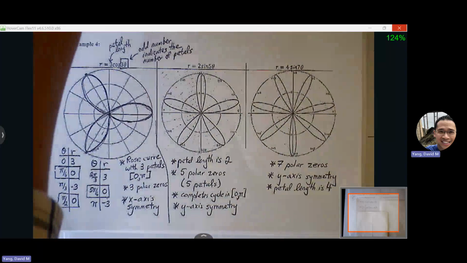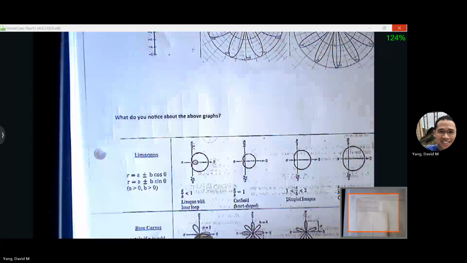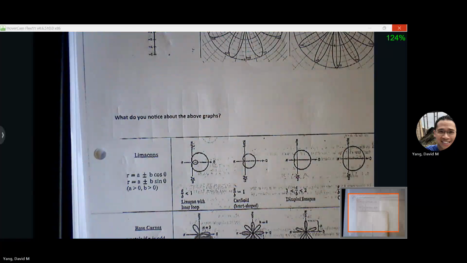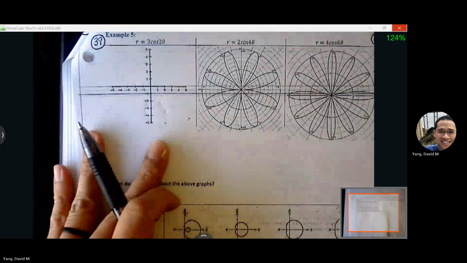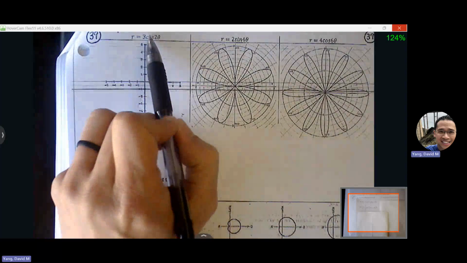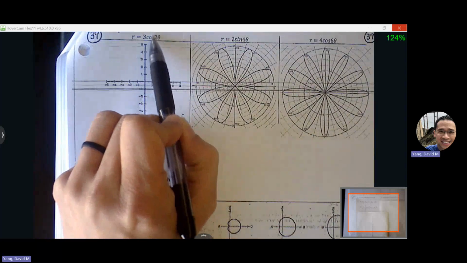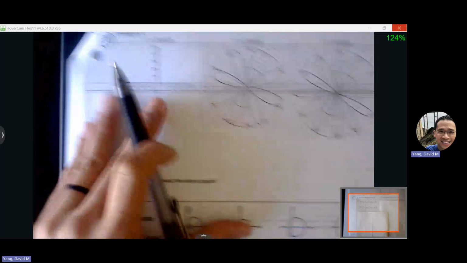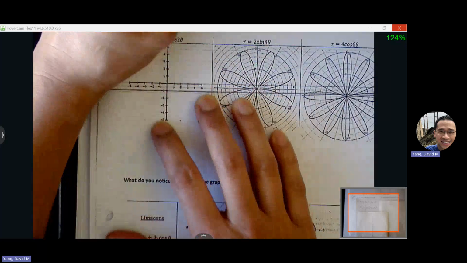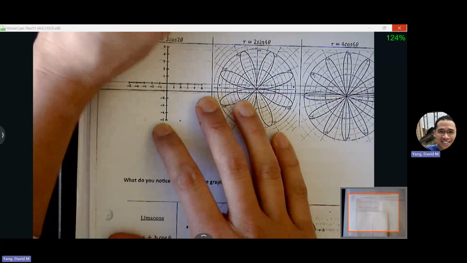Okay, let's go to page 39. There's something a little different about even theta values, like 2 theta or 4 theta or 6 theta. But first, the coefficient is still going to do the same thing. It's still going to tell us the petal length.